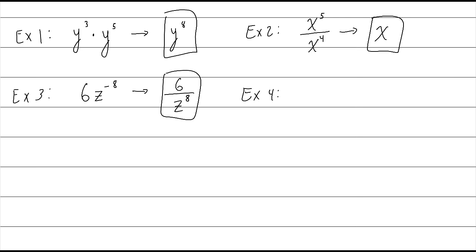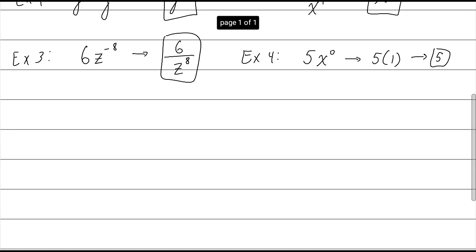What about 5x to the 0 power? Remember that 5 has its own exponent of 1. That x to the 0 power is going to turn into 1. So this is 5 times 1, and that's just 5. Not too bad. Let's complicate these a little bit.